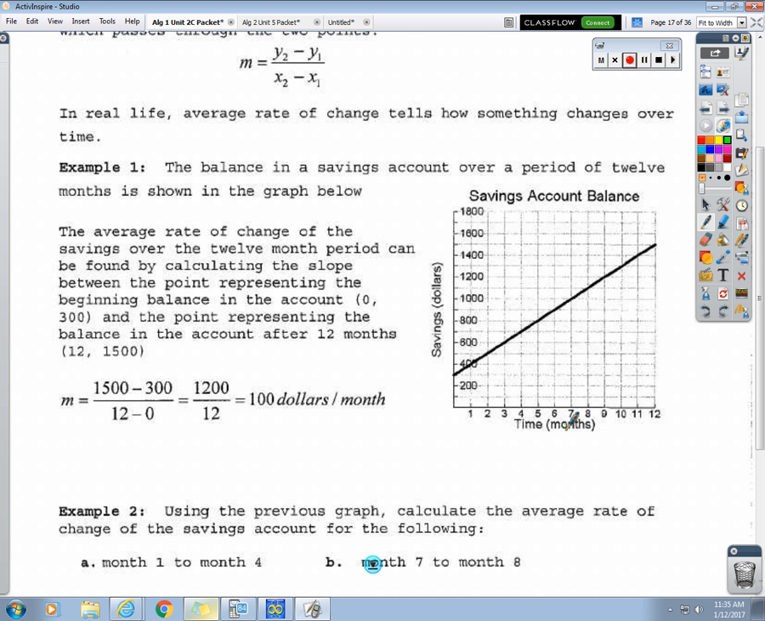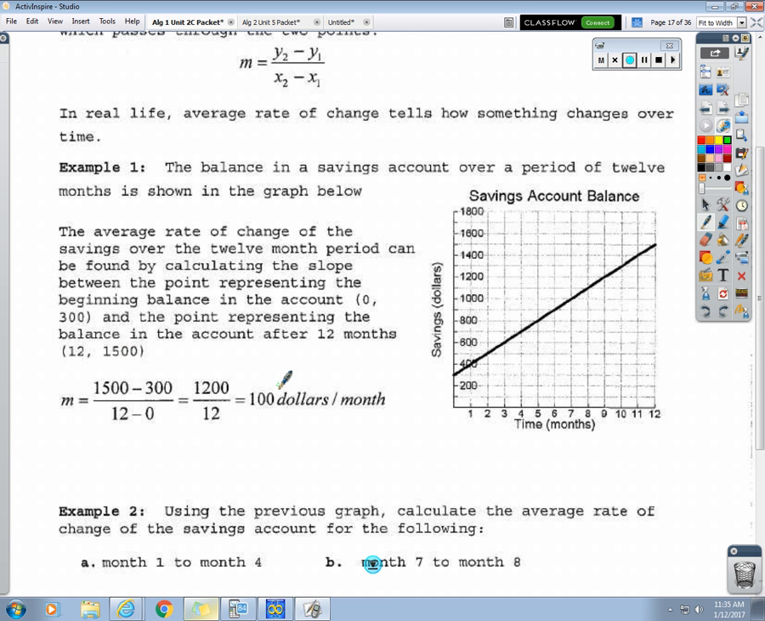Well, wouldn't that be 0 months, $300? Doesn't that mean when they open the account, they put in $300? And the point representing the balance in the account after 12 months would be 1,500. That means if they check on their balance at 12 months, they now have $1,500. So our job is to figure out how much money they're saving per month.